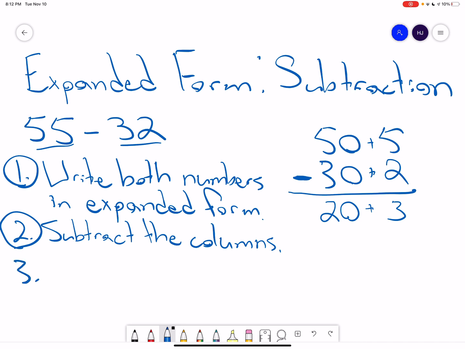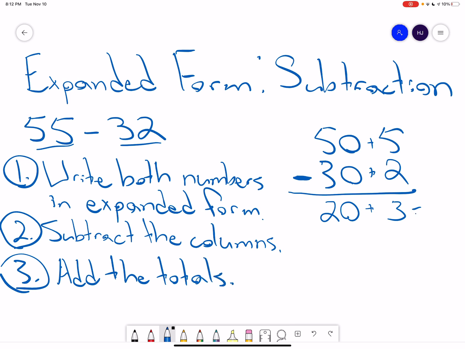Because in step 3, it's the same as with addition. Add the totals. Okay, in this case, my totals are 20 and 3. 20 plus 3 is equal to 23. So now we know that 55 take away 32 is 23. Now, that was kind of an easy walkthrough problem, and notice we didn't have to regroup. Now let's do one where we do have to regroup.